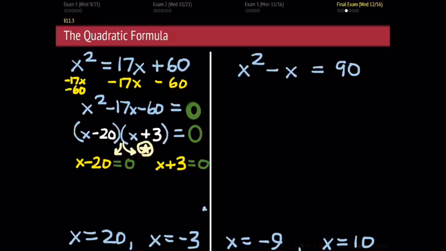It then gives us these two equations which are much more straightforward to solve. How do I solve x minus 20 equals 0? Add 20 to both sides, which gives me the first solution, x equals 20. x plus 3 equals 0. Likewise, solve it by subtracting 3 from both sides. And it gives us the other solution, x equals minus 3.